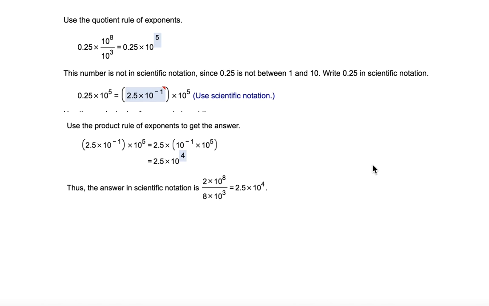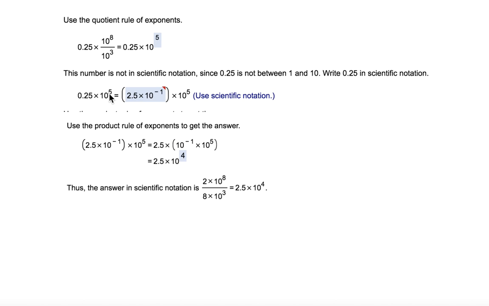Next they say it's not in scientific notation. Since 0.25 is not between 1 and 10, and in order to write a number in scientific notation it needs to be between 1 and 10, and 0.25 is a decimal smaller than 1, you have to write 0.25 in scientific notation. In order to do that, I have to move this decimal one time from in front of the 2 to behind the 2. And I'm moving from the left to the right, so it's going to be a negative 1. This is what it looks like now.